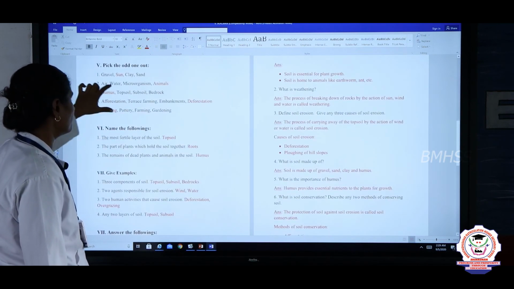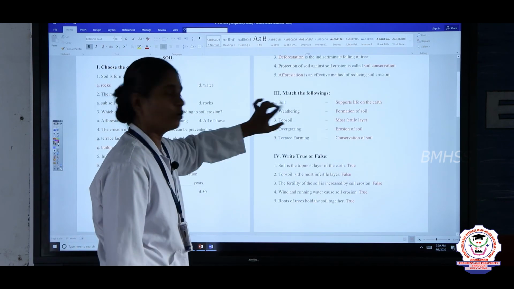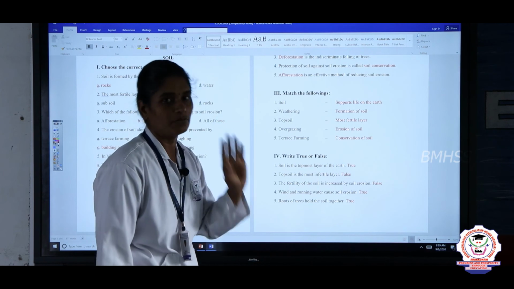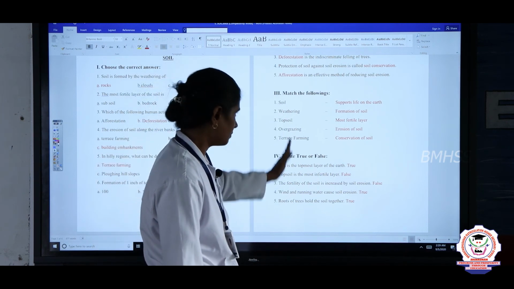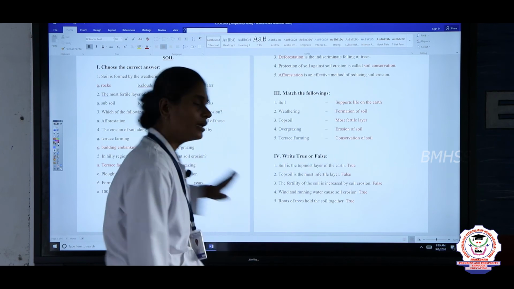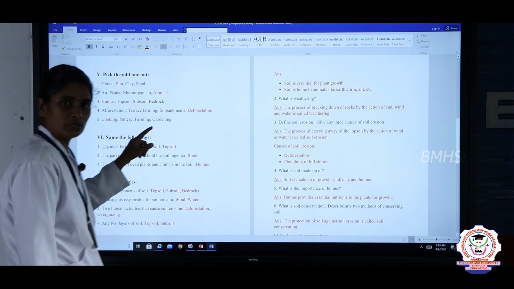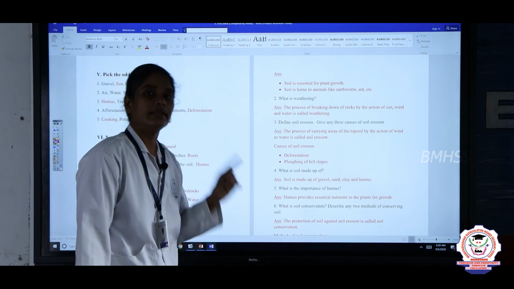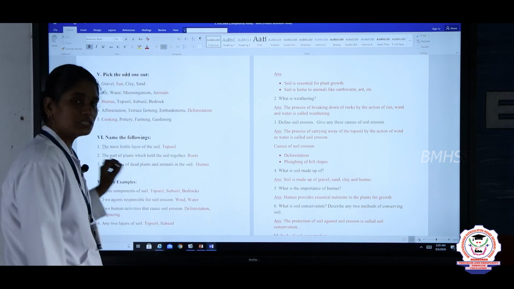You can also see the match the following. Match the following is not given in your book, so it is also added as a creative question for you. You have to understand, match it and write the correct answer, and also pick the odd one. Pick the odd one is also not given in your book, that is also asked as a creative question. By seeing the words you have to understand.